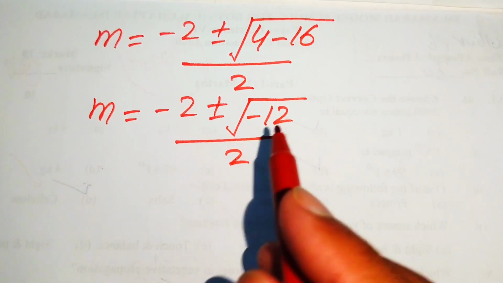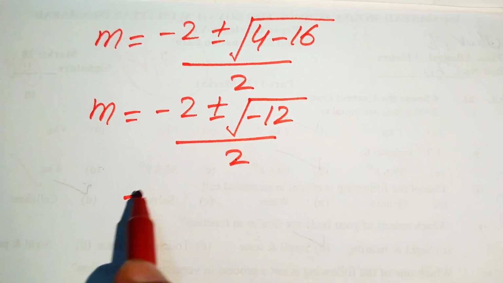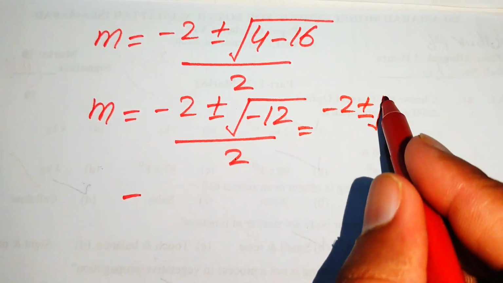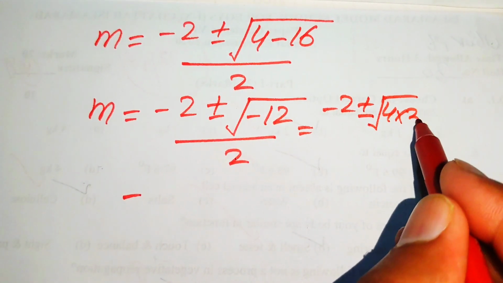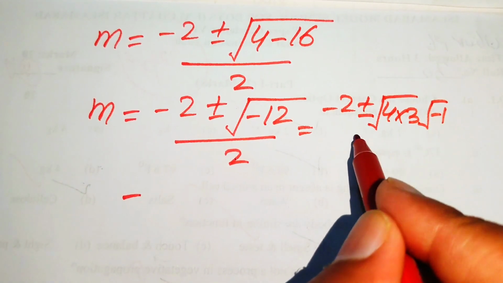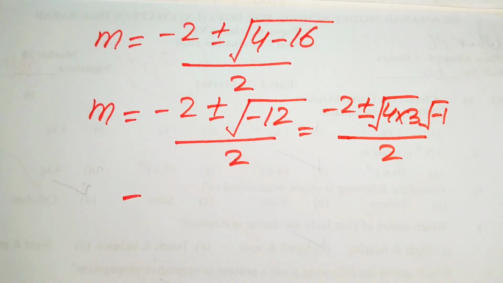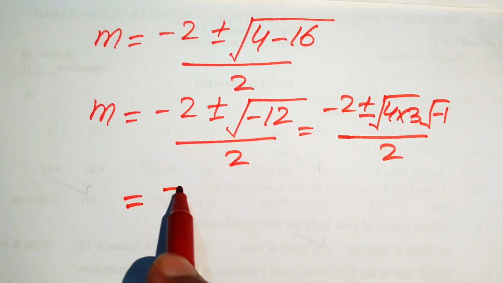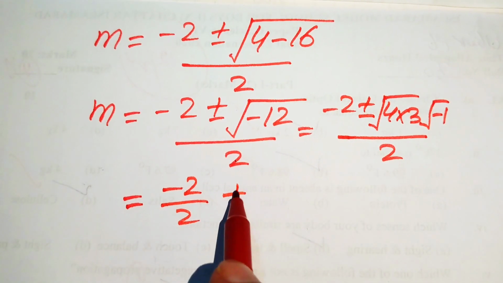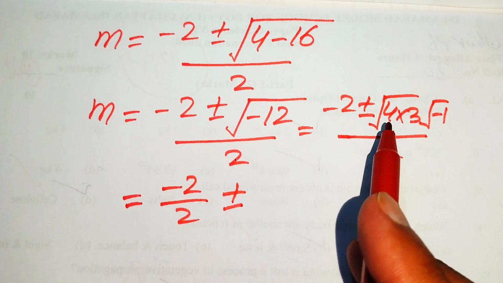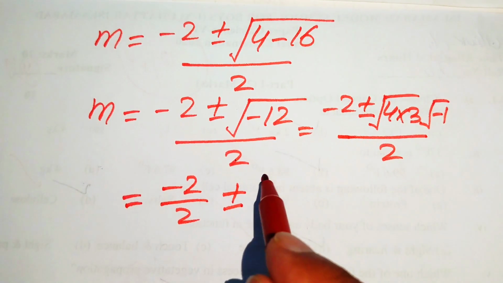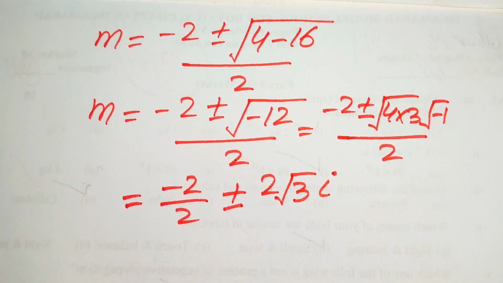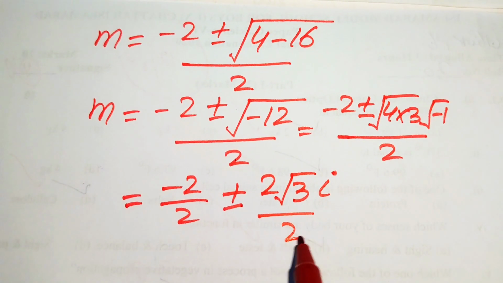And now in the next step, we rewrite this equation as minus 2 plus minus, we write this 12 as 4 times 3, and we write the square root of minus 1, and this is divided by 2. So here we just separate this fraction, and we write it as minus 2 over 2 plus minus. Here we know that the square root of 4 is 2, into the square root of 3, and the square root of minus 1 equals iota, and it is divided by 2.